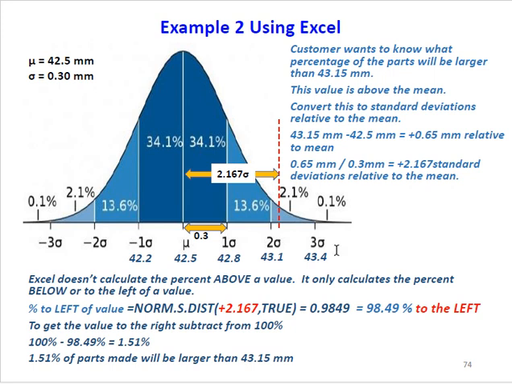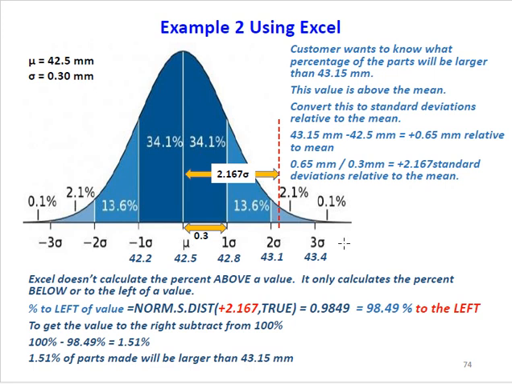Okay, example 2. Now the customer wants to know what percentage of the parts will be larger than 43.15 millimeters. So we are now here, at 43.15. We want to know what percentage of the parts are larger than 43.15 millimeters, so from here all the way up. We have to find that. This value is above the mean, so we have to convert it to standard deviations.